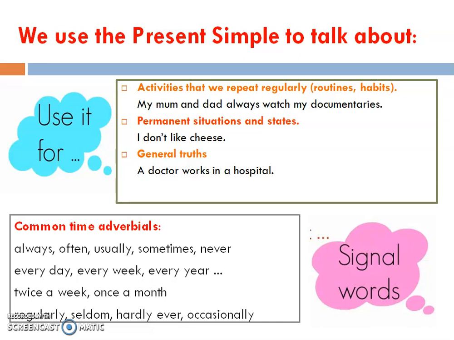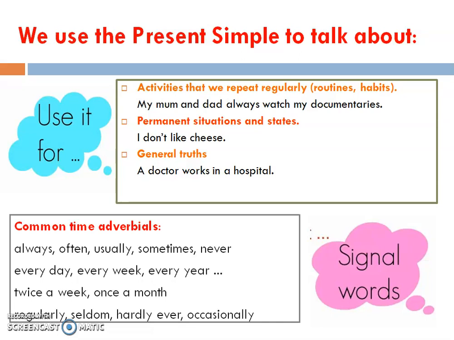First one is the one which talks about activities that we repeat regularly, and we call them routines or habits. For example, my mom and dad always watch my documentaries. Second use is for permanent situation and states. I don't like cheese, but I like milk. Or general truth sentence example is a doctor works in a hospital. That's a true thing, a true activity for him.